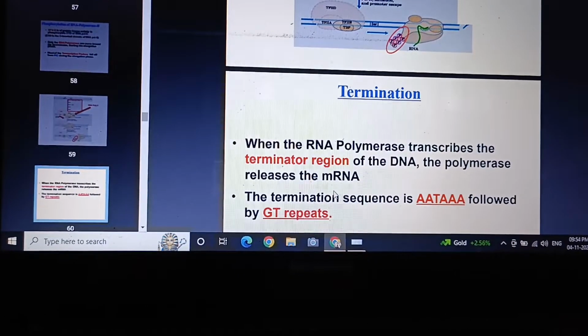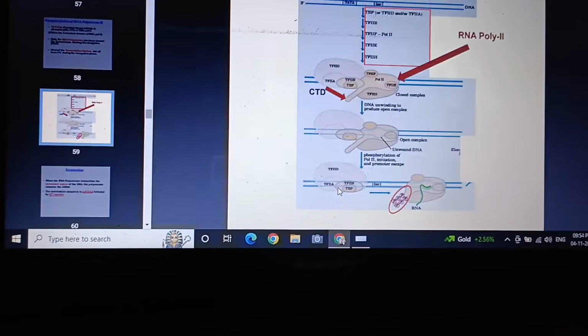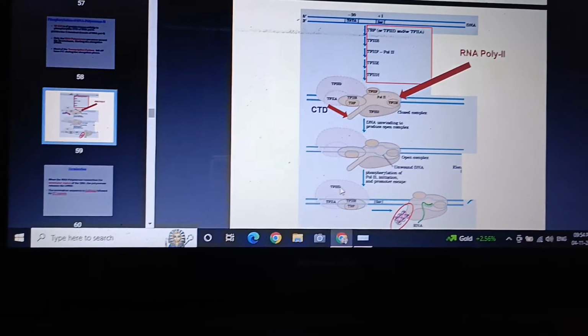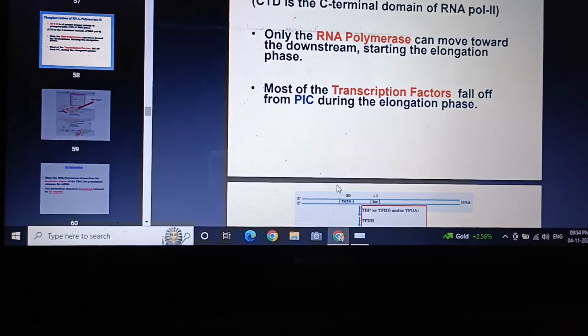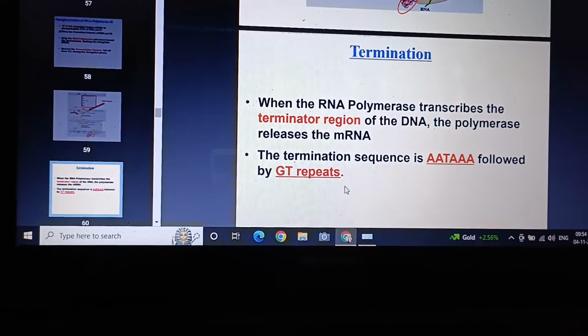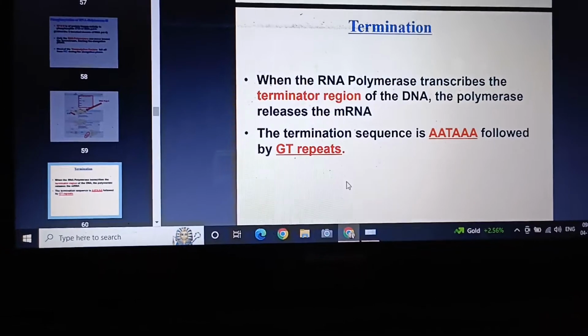Now we are coming to the termination. See here, the quite complicated portion is your initiation: the pre-initiation complex, recognition factors, and transcription factors. These are the quite complicated things. After that, it will move on smoothly.